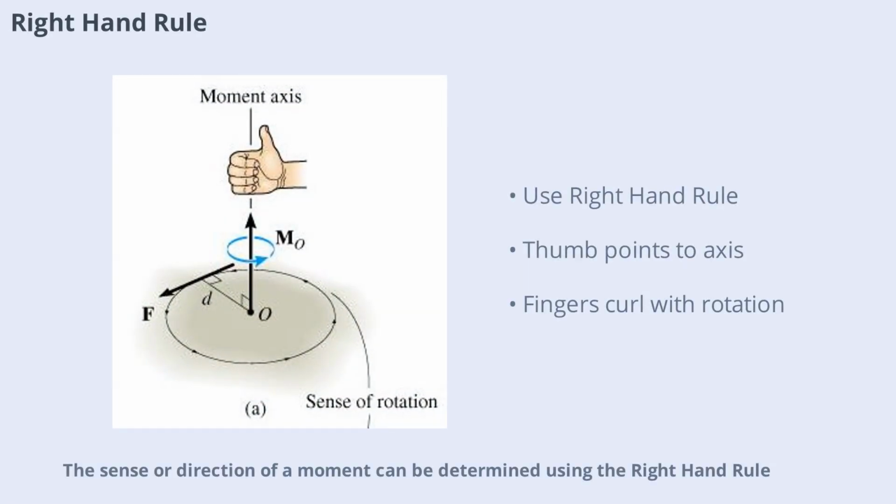The sense or direction of a moment can be determined using the right-hand rule. Point your thumb in the direction of the axis and curl your fingers in the direction of the force. The way your fingers curl shows the direction of rotation. This rule is especially useful when dealing with three-dimensional problems or when visualizing the effect of forces in space.